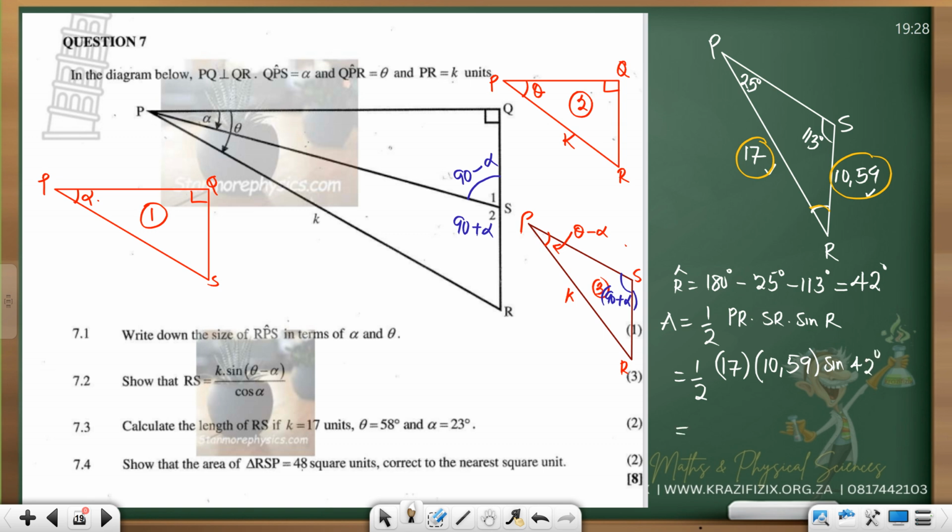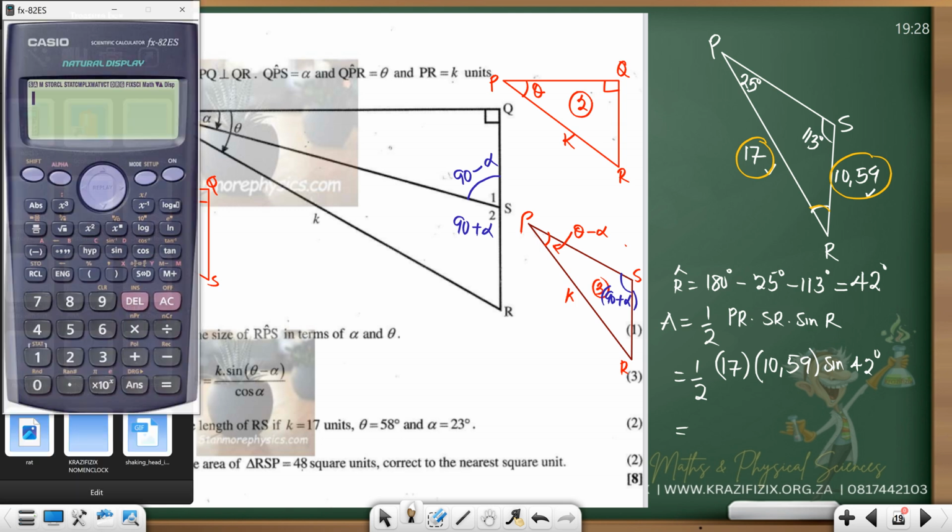Okay, heart is beating very fast. That's what happens when they say show. But we have done everything well. 0,5 times 17 times 10,59, sine what? 42. Are you sure you're giving me 42 correct there? We're getting what? 48 square units. This is giving me 60.